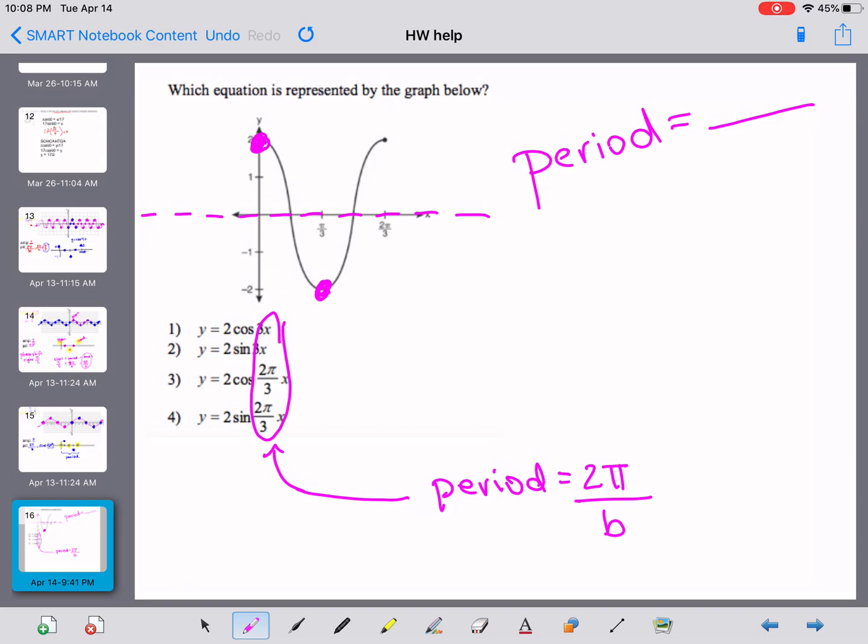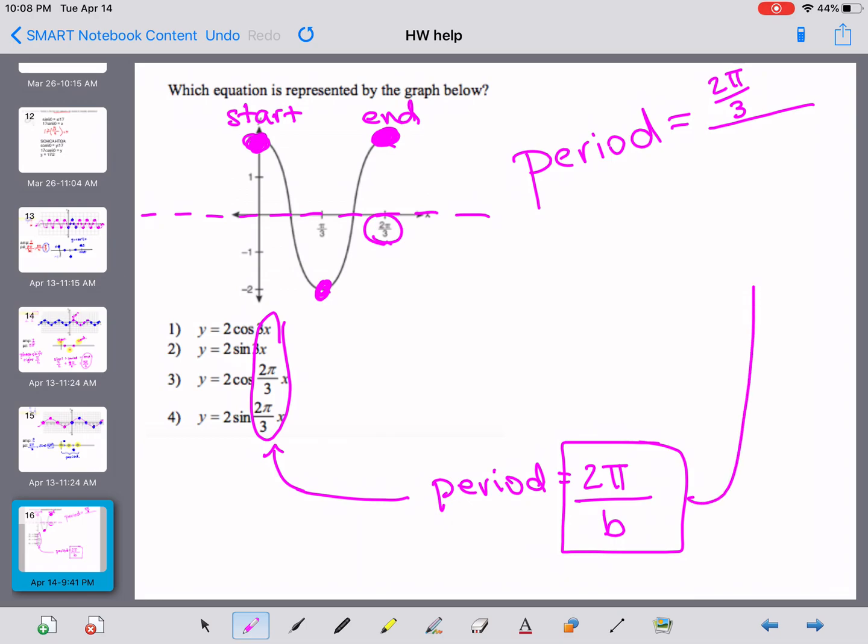So look from the start of cosine to the end of cosine. This is the start. This is the end. We know that because cosine starts up at its maximum and it ends up at its maximum. So what distance is that? It's from 0 to 2 pi over 3. So our period is 2 pi over 3. So which of these, when you do 2 pi divided by b, which one gets you 2 pi over 3?